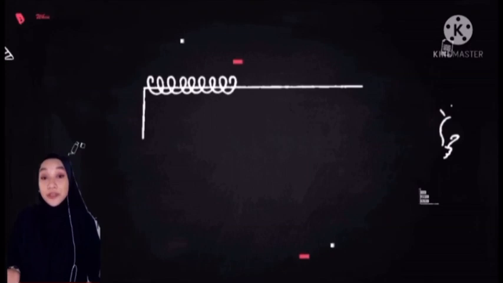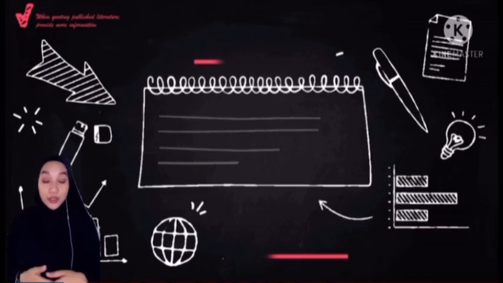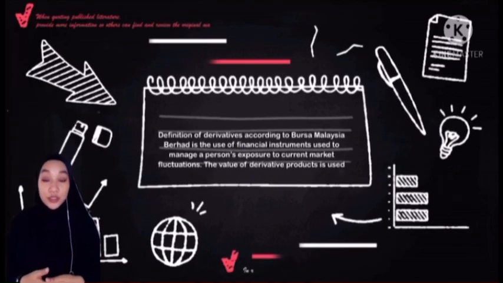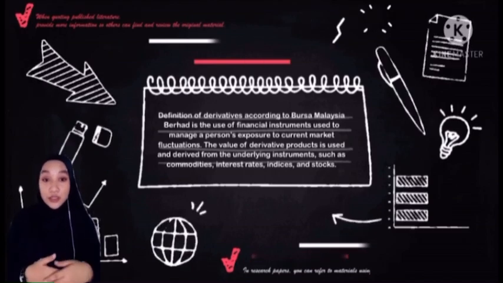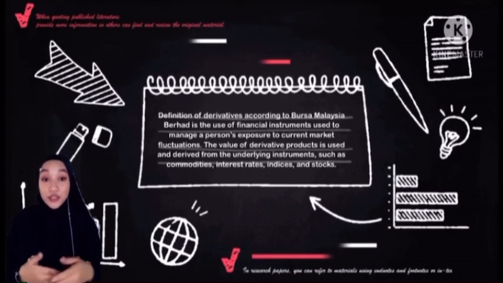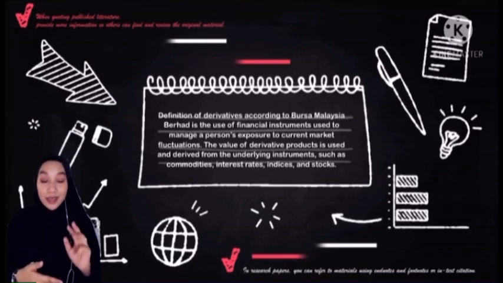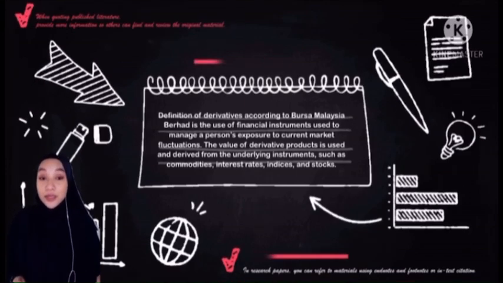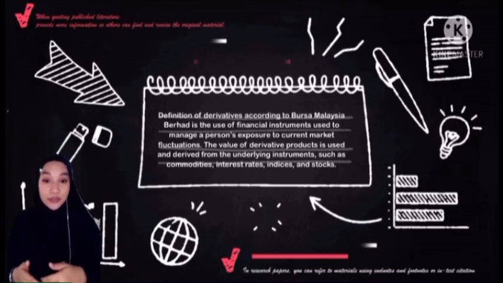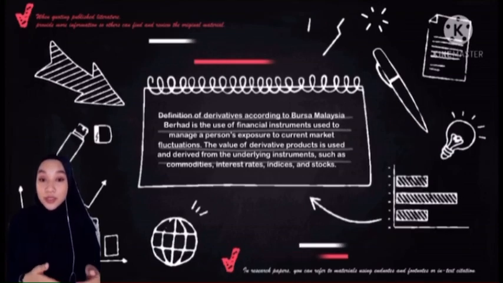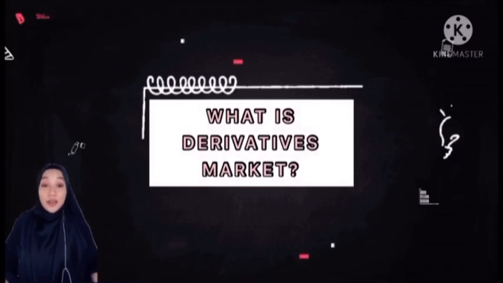Definition of derivative according to Bursa Malaysia Berhad is the use of financial instruments to manage a person's exposure to current market fluctuations. The value of a derivative product is derived from the underlying instruments such as commodities, interest rates, indices, and stocks. All derivative products in Malaysia are regulated and traded on Bursa Malaysia Derivatives Berhad, a subsidiary of Bursa Malaysia Berhad (BMD).